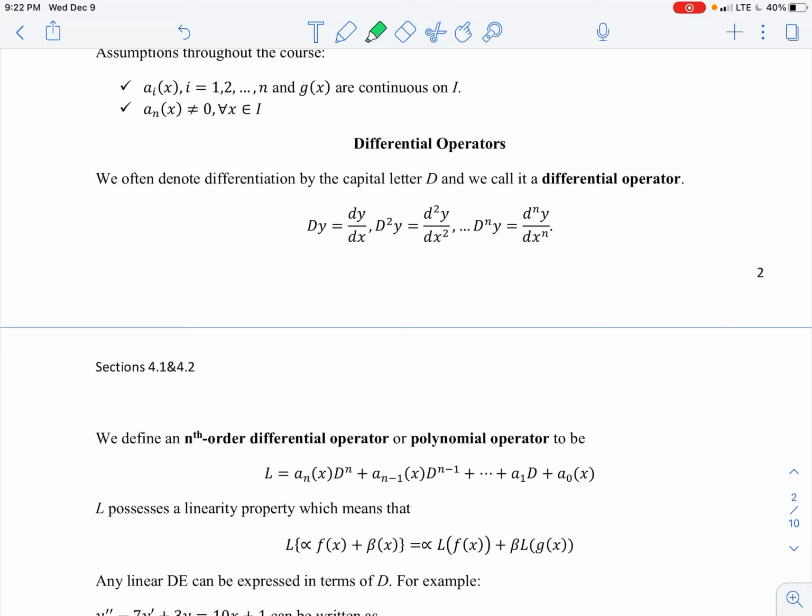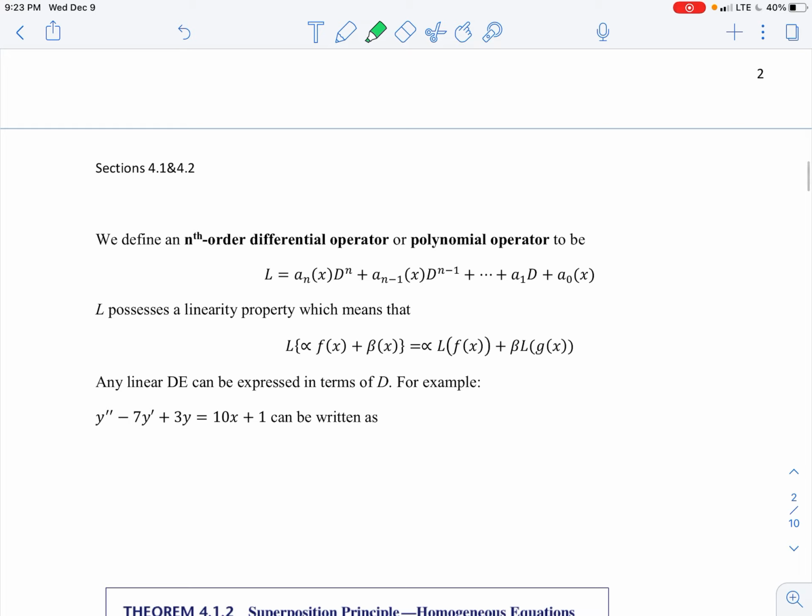So, another way to write a differential operator: usually we write it dy over dx. Well, now we can use the letter D to denote, okay, this is the derivative. So, that's a first derivative. D squared y, that's going to be a second derivative, and so on and so forth. All right, so that's just another way of saying, hey, I'm taking the derivative.